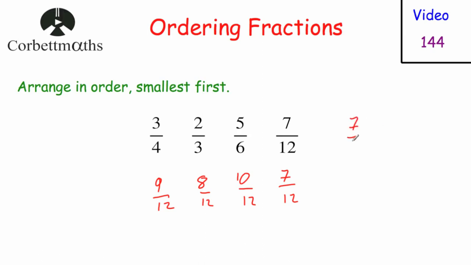so in order it would be 7/12. Then our next smallest would be this one, which was 8/12, but in the question it was 2/3, so let's write what they gave us in the question, which is 2/3. Next, we've got our 9/12, and again in the question they give us 3/4, so let's write that down, 3/4. And finally, the largest fraction was our 10/12, which is 5/6, so we'll write that down, 5/6. So our answer is 7/12, 2/3, 3/4, and 5/6.